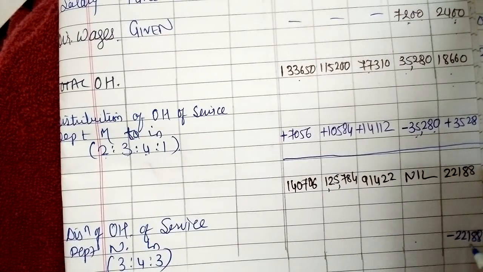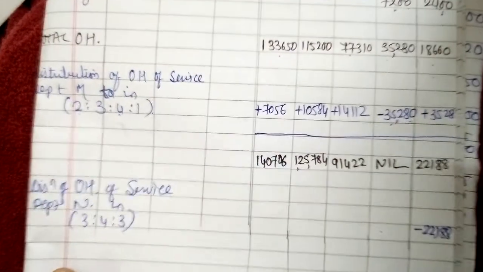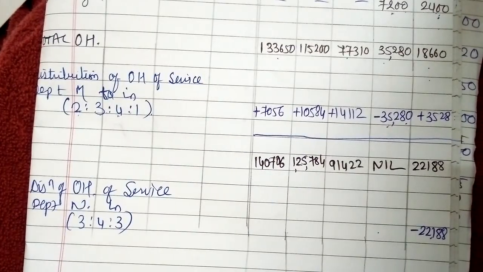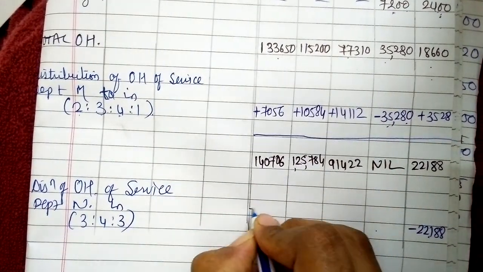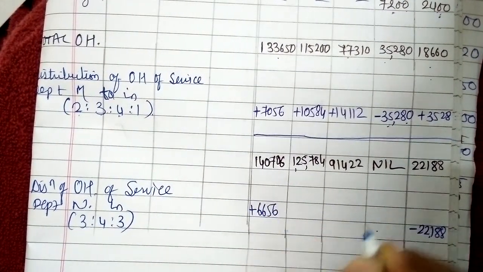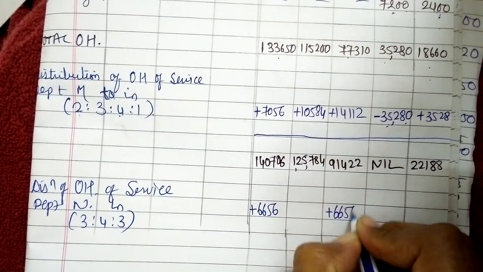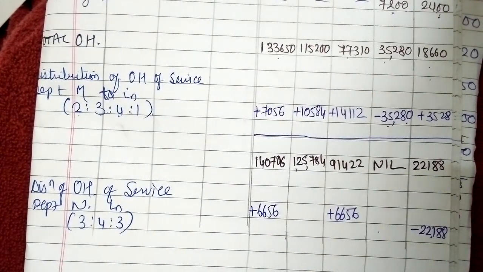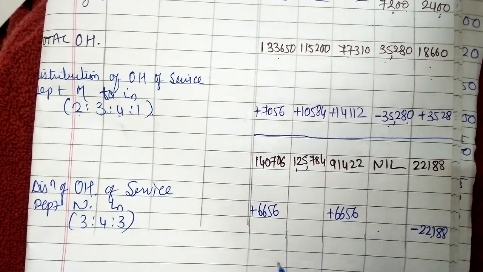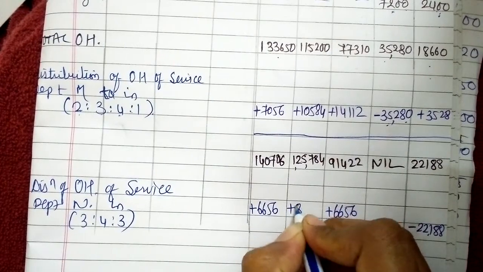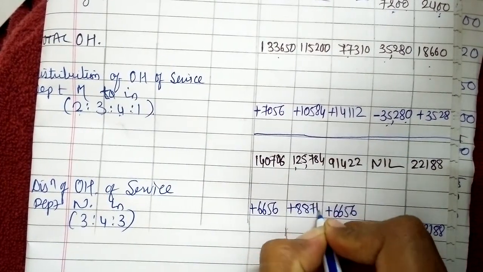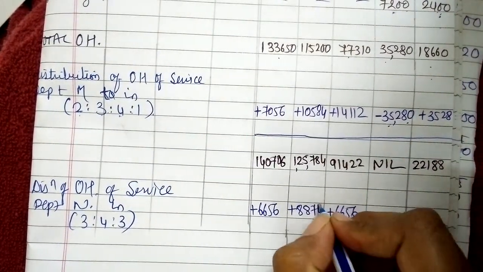Here it will be nil. So 22,188 will be distributed in 3:4:3. So 6656, here also 6656, and here 22,188 into 4/10. So 8875, all right.